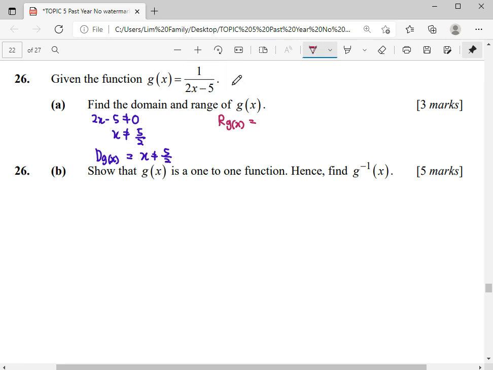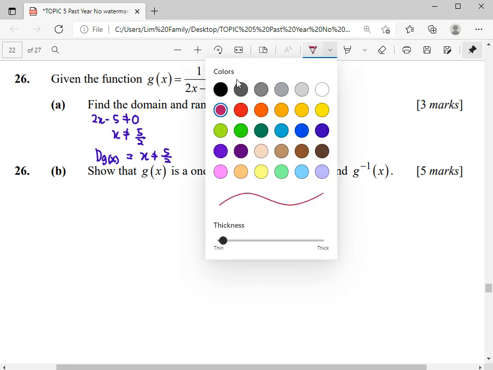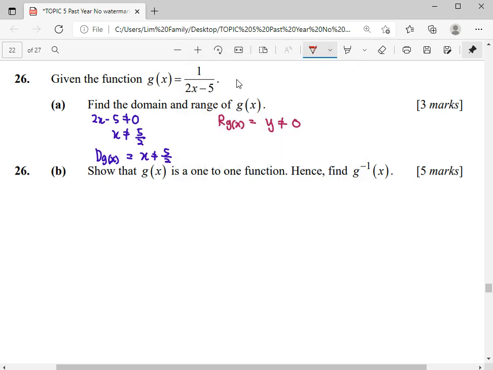We can see the outside value here is 0, which means for our range, y will not get 0. So our concept here is to first calculate the denominator not equal to 0 in order to find out our domain. The range is just basic, so we can look at it like that.